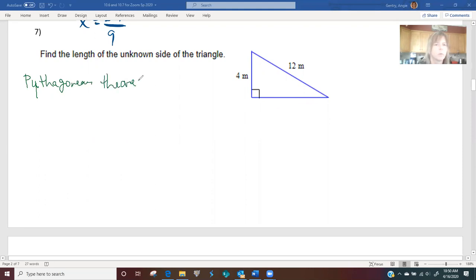Ooh, this is not pretty handwriting, sorry. I'm in a hurry. I'm trying to get this done for you.